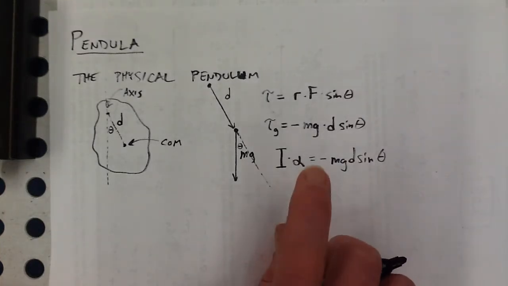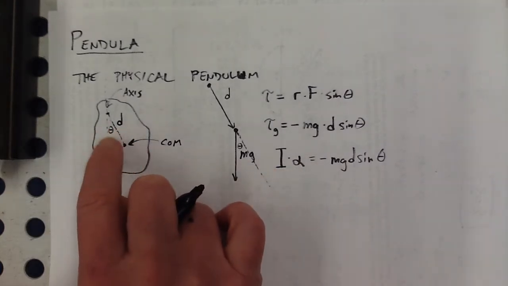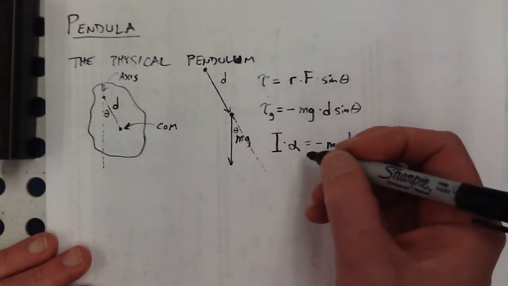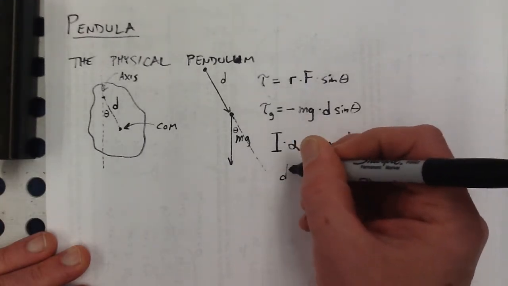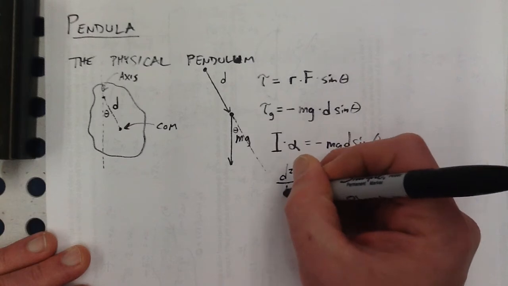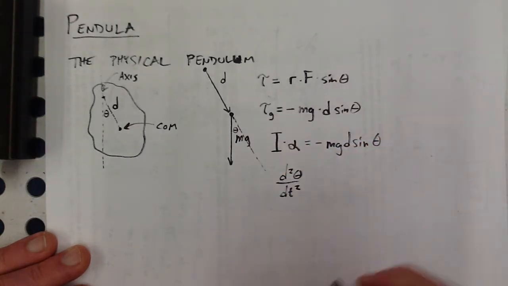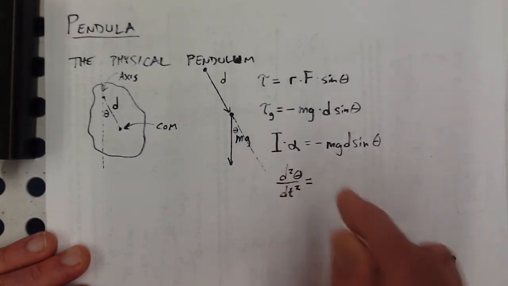Right. And I'm going to make a couple substitutions here because alpha is angular acceleration. That is the second derivative of angular position, right? Just like regular acceleration is the second derivative of regular position. So that right here, I'm going to turn that into second derivative of angular position. And I'm going to divide this I over to the other side.